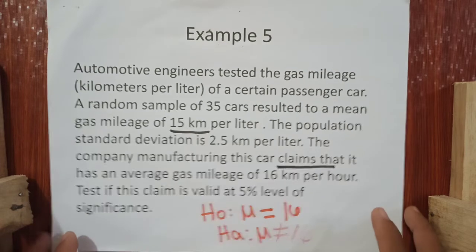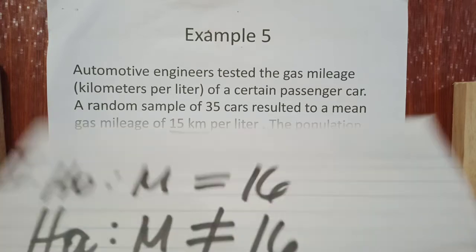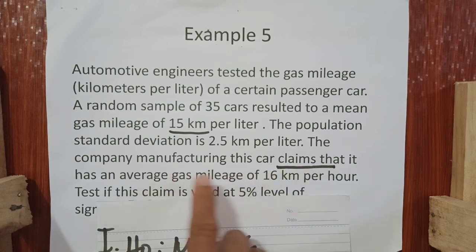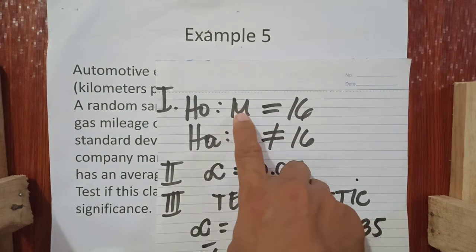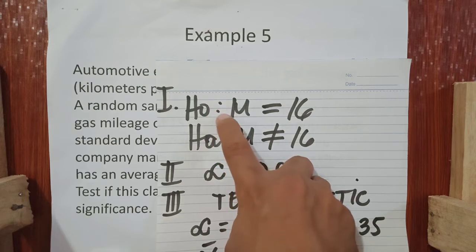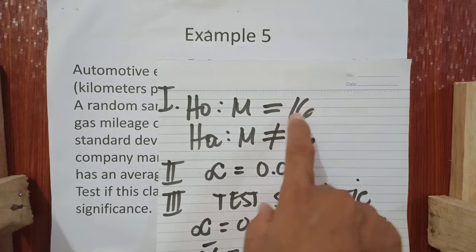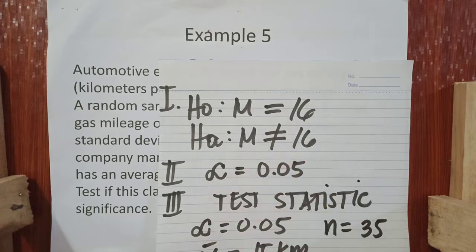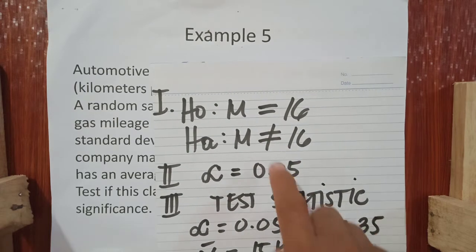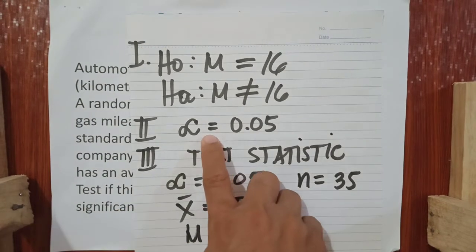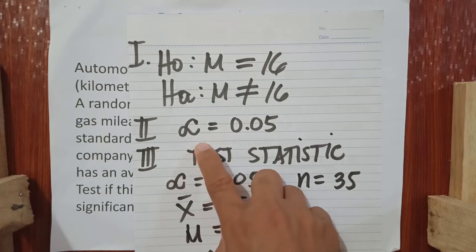Pagka merong ganitong problem, i-review natin yung step 1 dahil nakalagay dyan ay claims that it has an average of 16, ito agad yung population mean. So, null hypothesis, H sub O, semicolon, mu is equal to 16. The opposite of the null hypothesis is the alternative hypothesis. Kung ito ay equal, ito naman ay not equal.